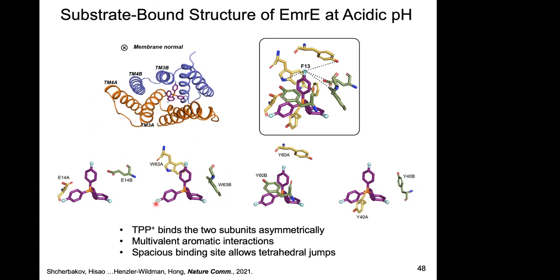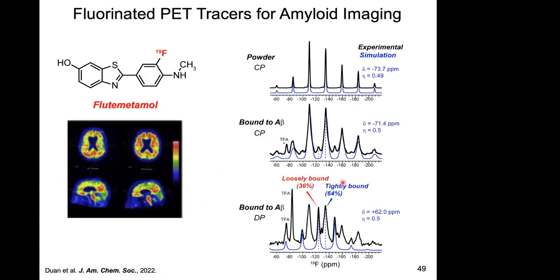What stabilizes the complex is some kind of multivalent aromatic interactions between the aromatic substrate and the various aromatic residues of the protein, whether it's tryptophan 63 or tyrosine 60, and so on. So we also learn something about the drug tumbling in this binding pocket at low-ish or moderate temperatures. We can see actually 2D fluorine-fluorine exchange spectrum. So that's pretty interesting.